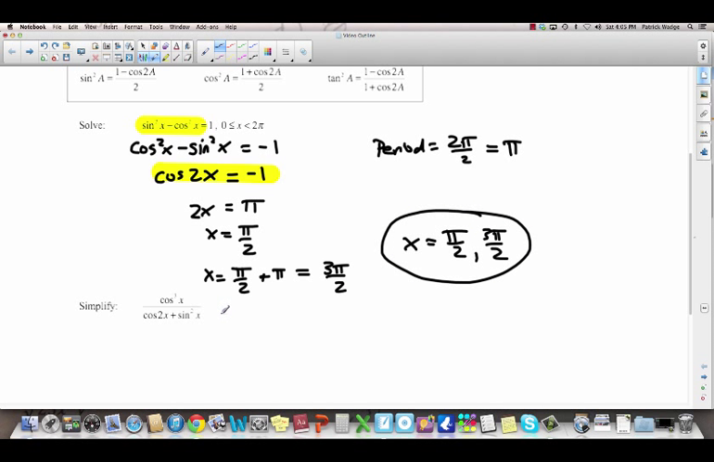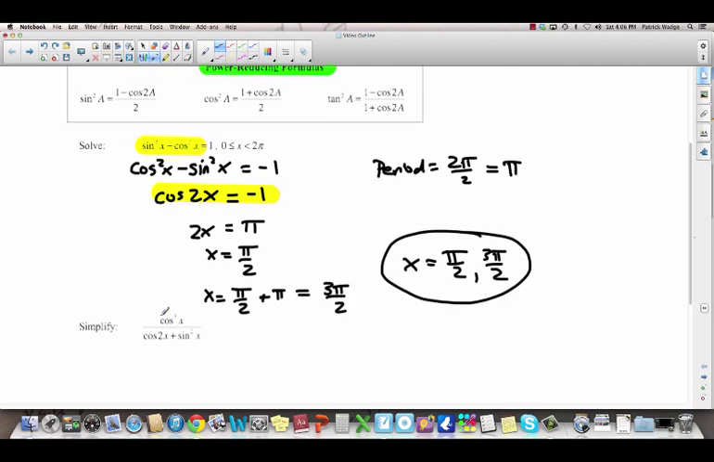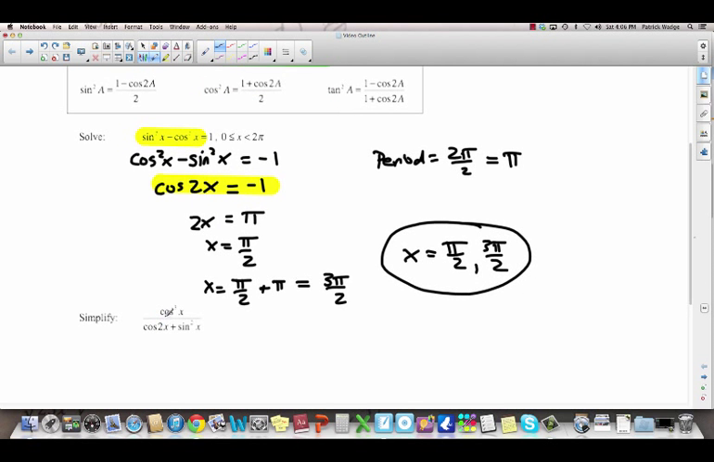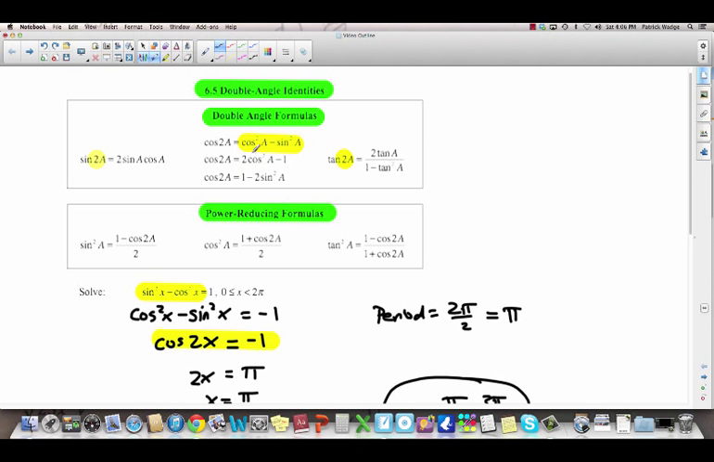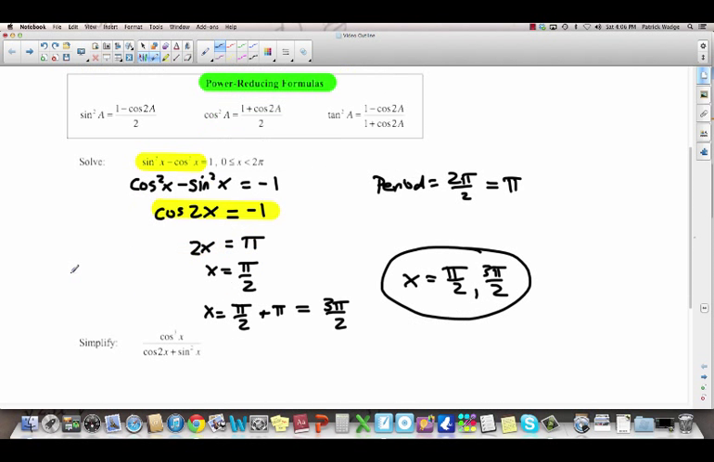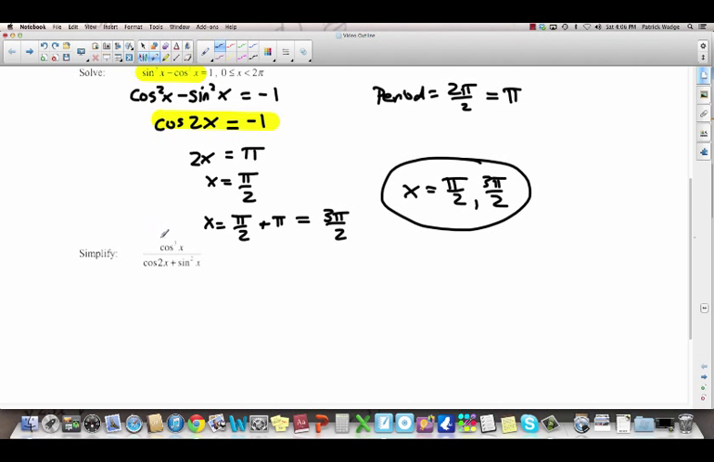Okay, next one. Cosine cubed x divided by cosine 2x plus sine squared x. We have to simplify this. Well, I see a double angle right there, that cosine 2x. So we're going to replace that cosine 2x with, oh no, which one of these are we going to replace it with? Well, let's write the top first and we'll think about this.